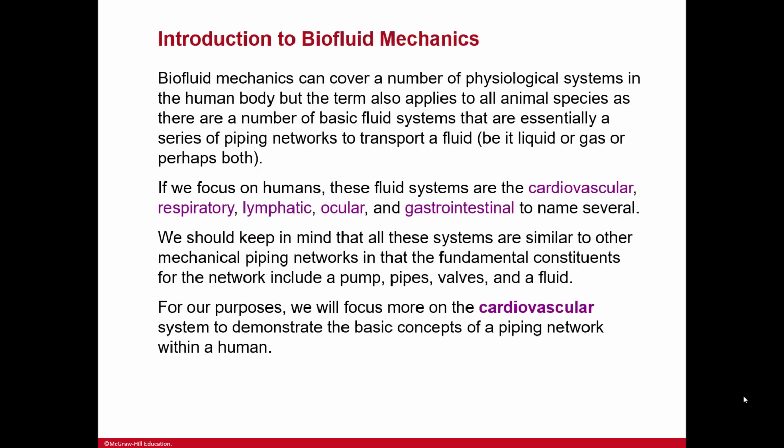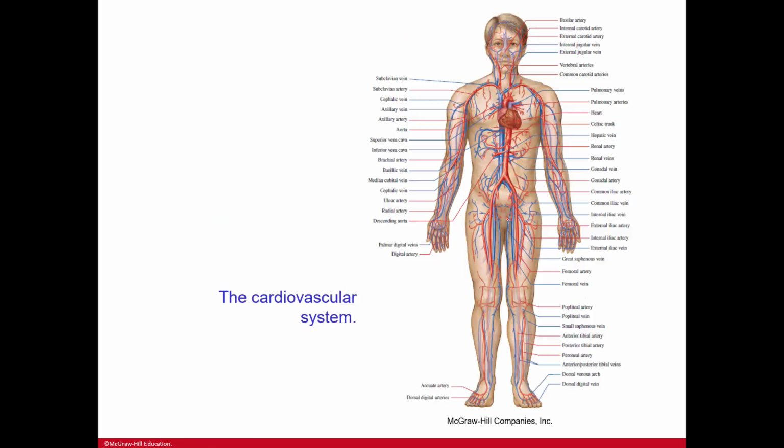Here we're going to briefly introduce biofluid mechanics. We're going to focus more on the cardiovascular network because it's a very clear piping network within the human. But they do have plenty of other fluid systems. Aside from cardiovascular, you've got respiratory, lymphatic, ocular, gastrointestinal. There are many more. But really, it's just piping networks that are transporting a fluid, whether it be liquid, gas, or both. And so here you see the cardiovascular system detailed.